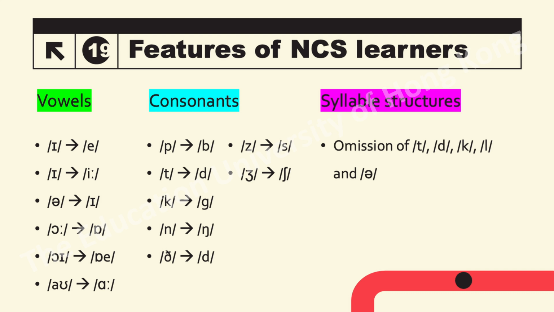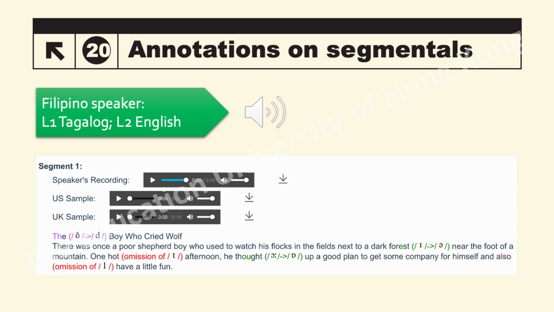Finally, they frequently omit T, D, K, L, and the schwa sound, leading to changes in syllable structures. This is a sample from a Filipino speaker who speaks Tagalog as a native language and learned English as a second language.